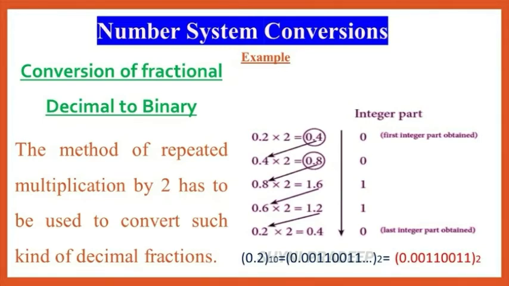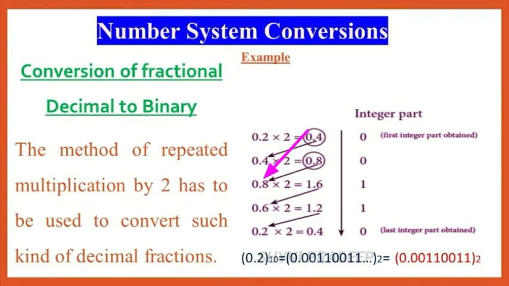See here, one example is given: 0.2. First you have to multiply this fractional number by 2. You will get the answer 0.4. Here the integer value is what? 0. The fractional part is 0.4. So you have to take the integer part 0. This is the first value. And in the next step, you have to take only the fractional part. So 0.4 into 2 is equal to what? 0.8. Here take the integer value, that is the second value 0, and take the fractional part in step 3 and again multiply by 2.